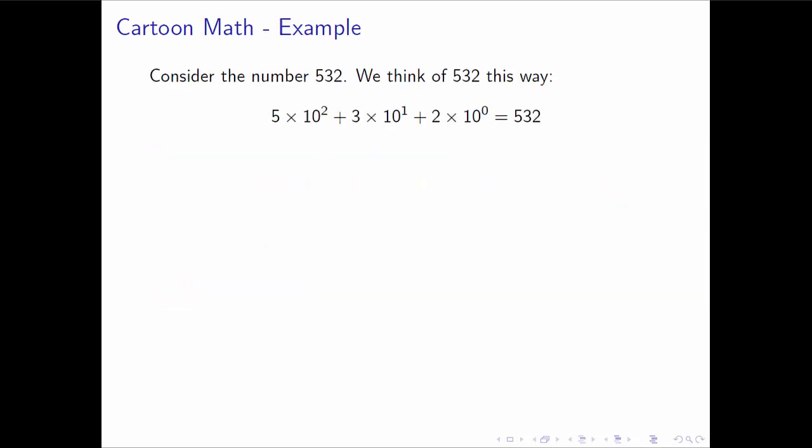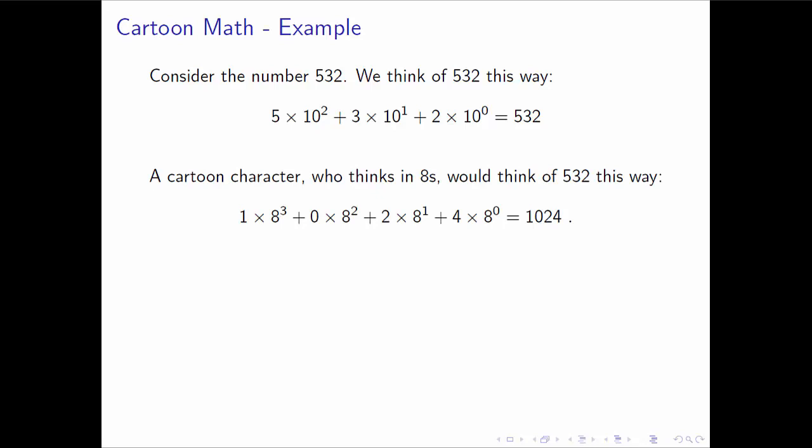As an example, let's consider the number 532 as a decimal number. We think of 532 in the following way. We think of that as 500 plus 30 plus 2. Or written differently, we think of that as 5 times 10 times 10 plus 3 times 10 plus 2 times 10 to the 0th power, which would be our ones value. And that's where that 532 comes from.